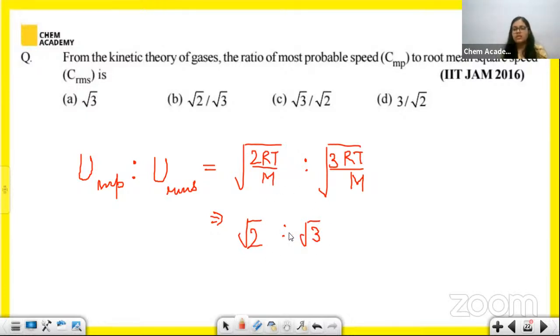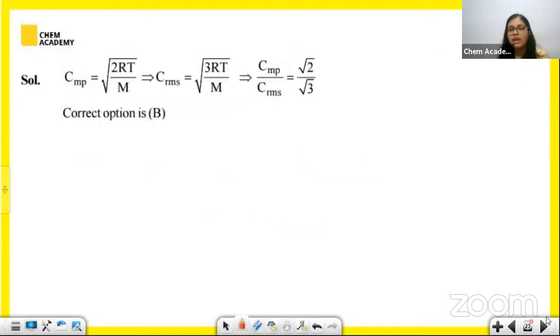This one was a very easy question. There should not be any problems in this question. We simply had to take out the ratio of the most probable speed to the root mean square speed. We will just equate their formulas and we will get root 2 versus root 3. Yes, Makran, very good, correct. B is the correct answer. Now moving on to the next question.